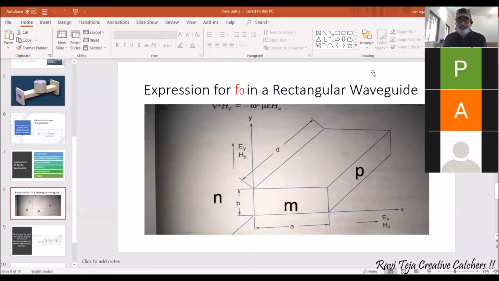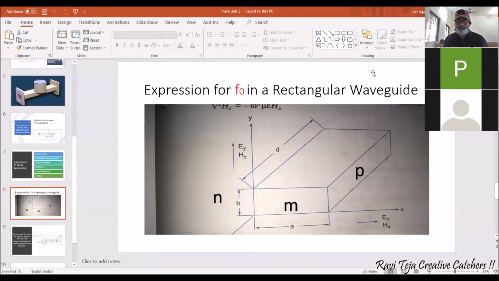In the first unit we have seen TE10, TM21 or TM12, modes with respect to propagation modes, where the propagation modes were only small m and small n. We have also seen some problems on it. But here, coming to cavity resonators, we will be having three propagation modes. The main modes are only TE and TM. Along with that, we have propagation modes which are M, N and P.